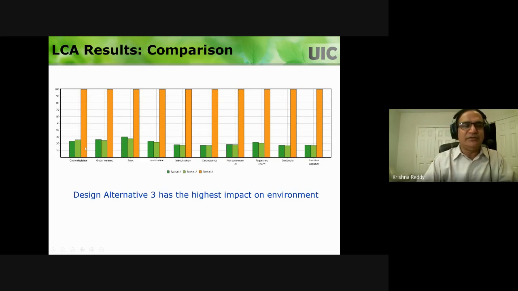And this alternative one and two, they are comparable. There's not much difference, but some of them are higher, some of them are low. Global warming, for example, in this case alternative two, in some cases alternative one is higher. The only difference between one and two was whether you use the recycled aggregate or virgin aggregate. The third one includes the recycled aggregate, but it uses the asphalt. So asphalt causes a lot of problems.